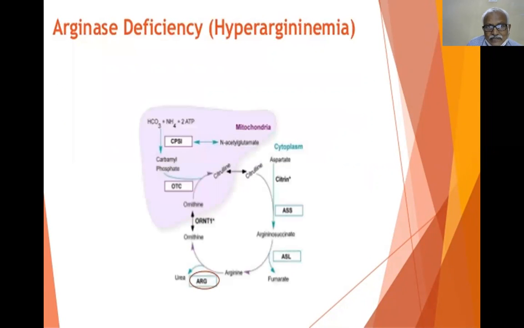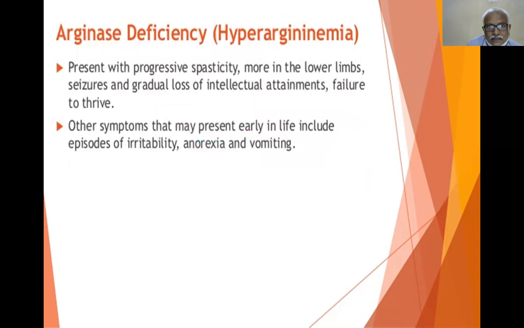So arginase deficiency is otherwise known as hyperargininemia. Arginase deficiency presents with progressive spasticity.